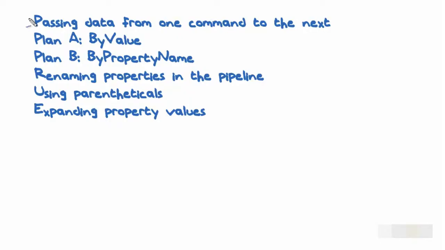We've got a lot of complexity to talk about. We're going to cover how PowerShell actually passes information from one command to the next through the pipeline. And there's really two ways it does that. Plan A, which it always tries first, is by value. Plan B, which comes afterwards if Plan A fails, is called by property name. And I'm not only going to show you how these work, but I'm going to show you how to find out when they will work.